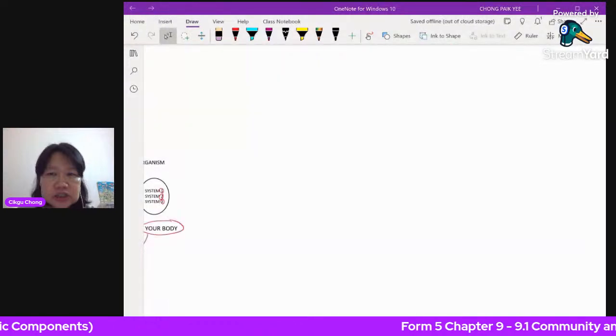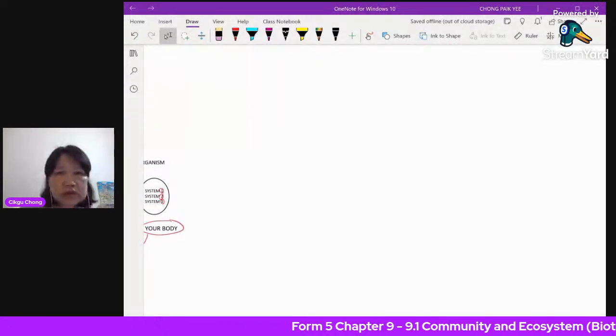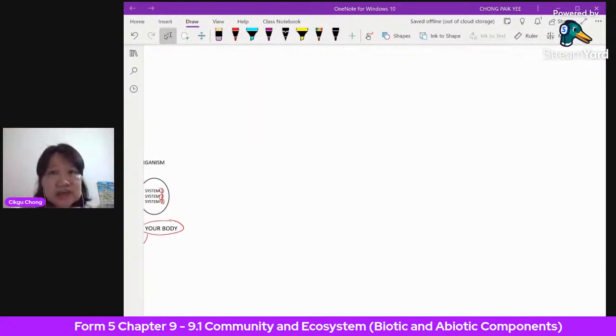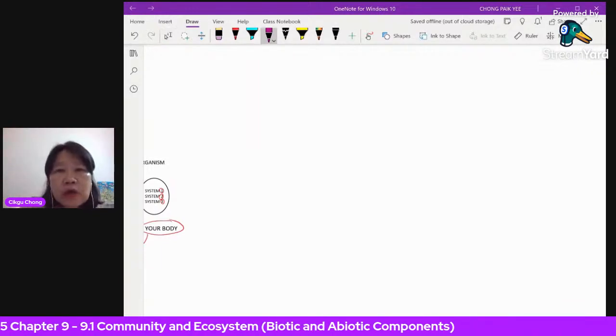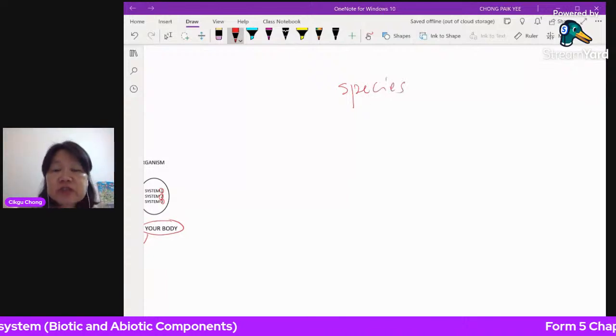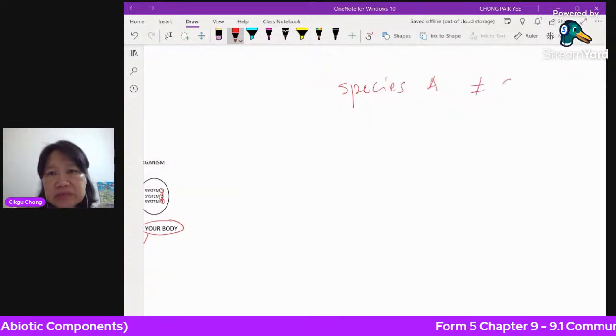I think maybe two lessons ago when you talked about the species, or when we talked about Linnaeus, the classification, the binomial system. What is actually a species? Why do we have different species? Now, species A is not the same as species B.